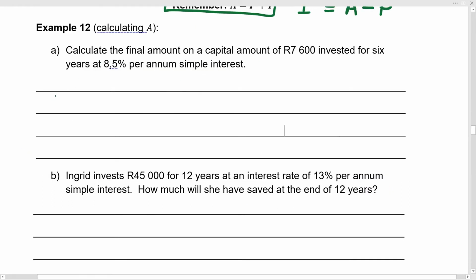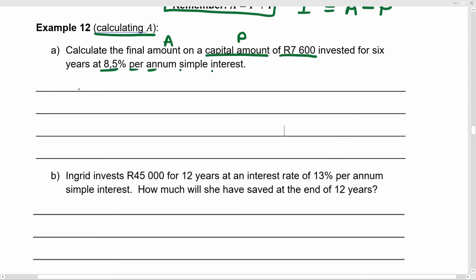Okay, we're going to apply that formula, and the first example is where we are calculating the final amount. Okay, it says calculate the final amount, so they want A, on a capital amount, that will be my P value, of 7,600 Rand, invested for 6 years at 8.5% per annum, there's those words, simple interest.